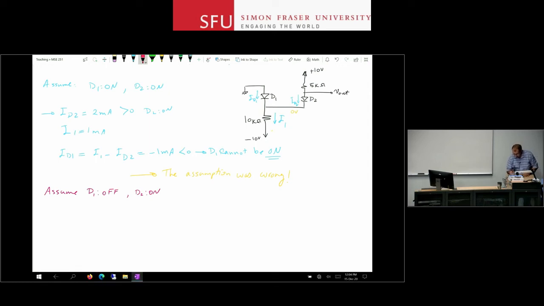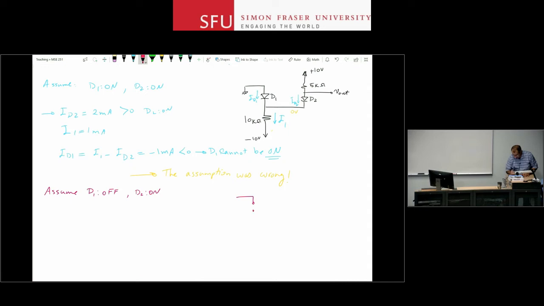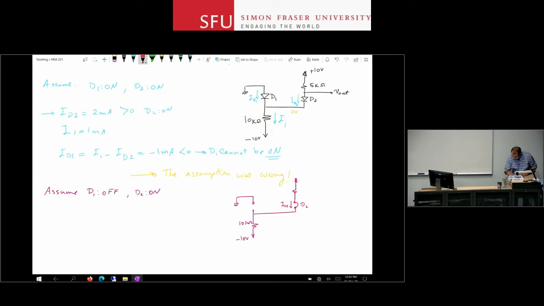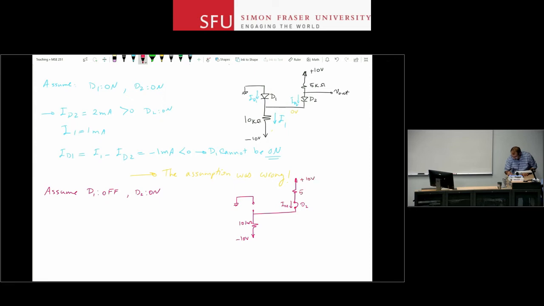The circuit that I have over there then becomes this. D1 is off, so I replace it with an open circuit, a resistor here to minus 10 volts. It's a 10 kilo ohm resistor. And then over here I have my D2, but D2 is on, so I replace it with a short circuit. This is ID2. ID1 is obviously 0. And plus 10 volts and 5 kilo ohms. I need to solve this new circuit. With the new assumption, I have a new circuit, and the goal is still to find this V out.